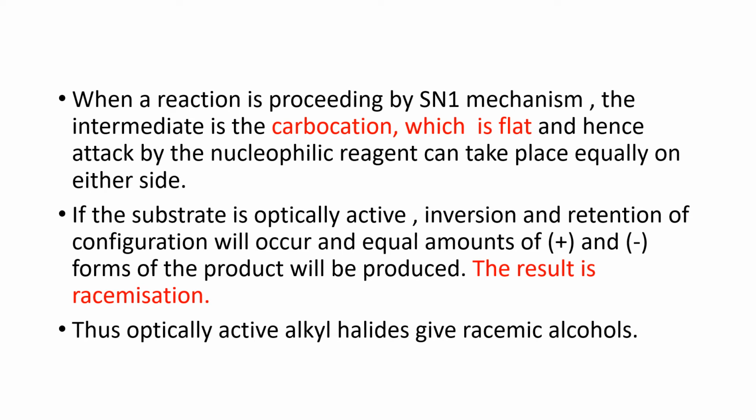And usually SN1 reaction is associated with carbocation intermediate, and we get racemized product if you start with an optically active substrate. For example, if you start with an optically active alkyl halide, we get racemic alcohol as the product.